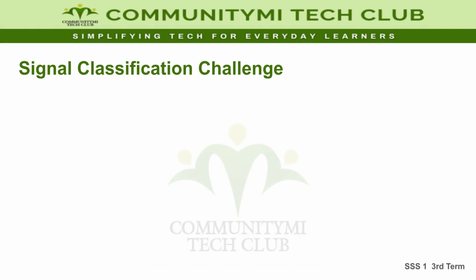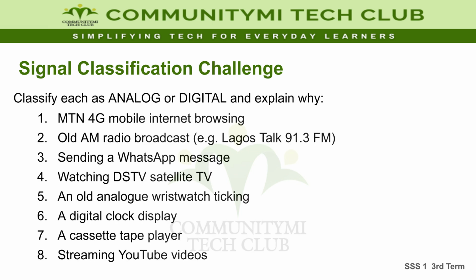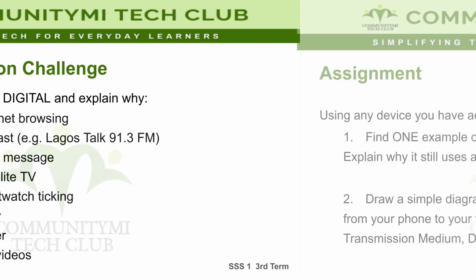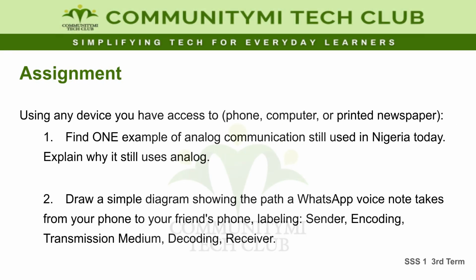Now test your understanding by classifying these systems as analog or digital. Consider the nature of the signal. Is it continuous or discrete, like zeros and ones? For your assignment, find one example of analog communication still used in Nigeria and explain why. Also, draw a diagram of a WhatsApp voice note's journey, labeling the sender, encoding, transmission medium, decoding, and receiver.